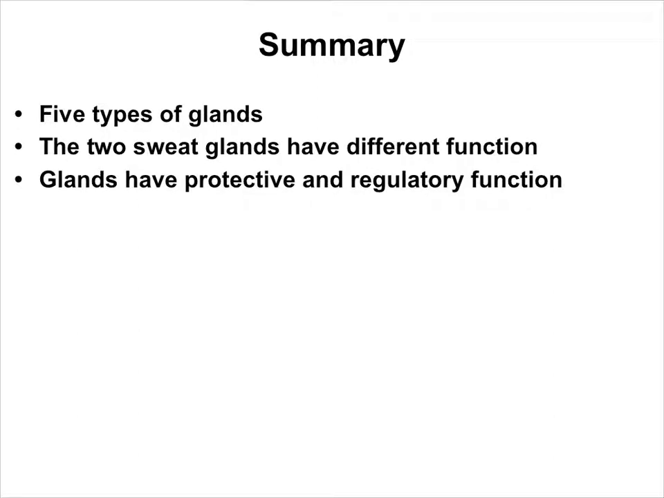So to recap, there are 5 types of glands. You need to know what those glands are and what their function is. You need to know the 2 types of sweat glands and how they have a different function and where you're going to find them. You need to know the protective and regulatory functions of the glands, particularly the protective functions of the sebaceous and ceruminous glands, the regulatory function of the sweat glands in terms of regulating body heat, and you need to know the type of secretion for each of the glands.